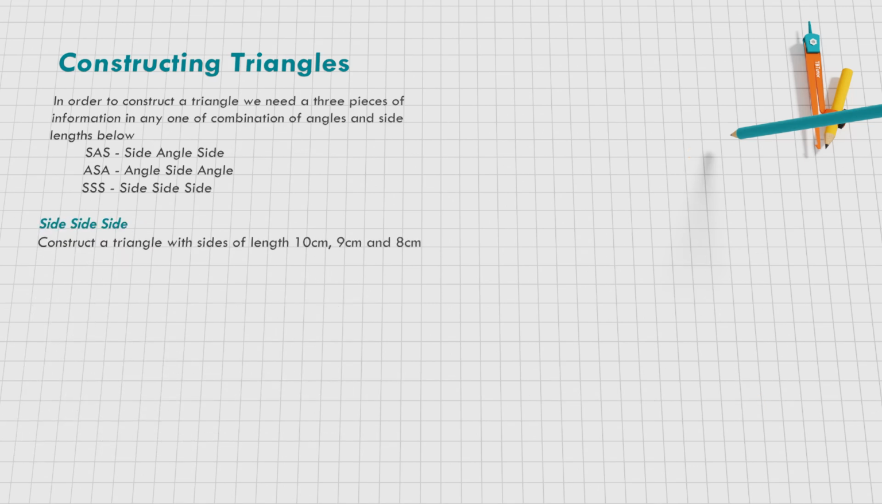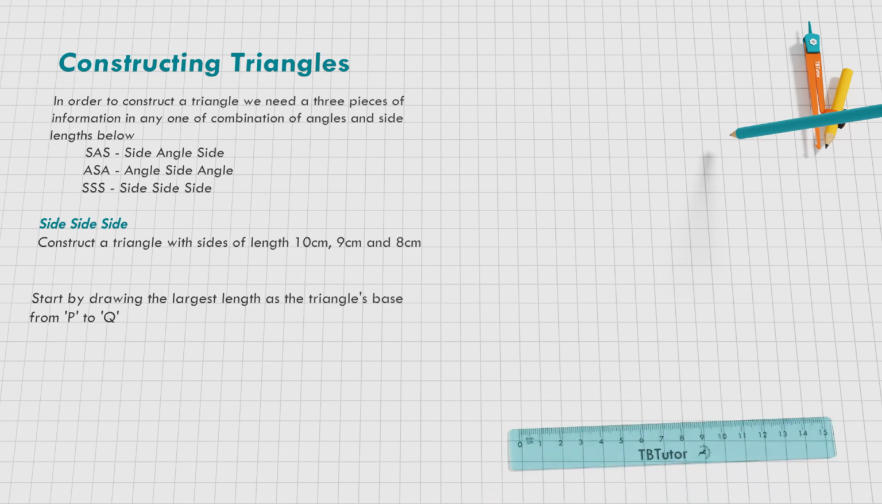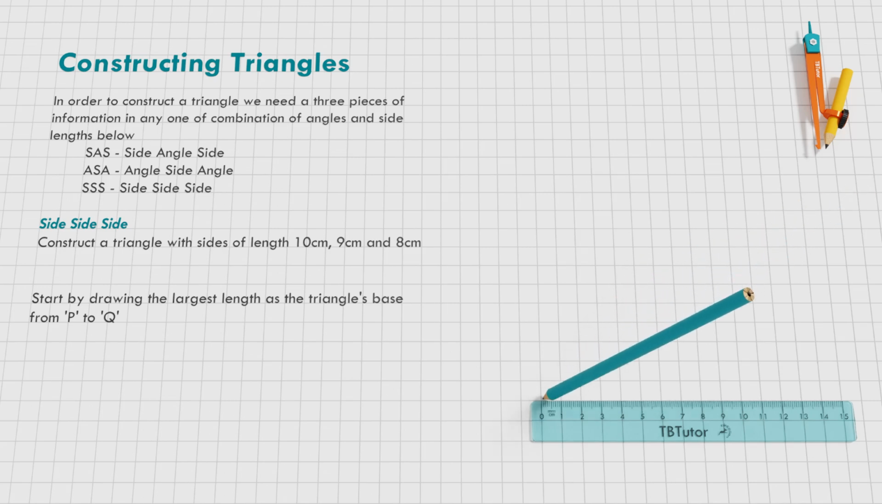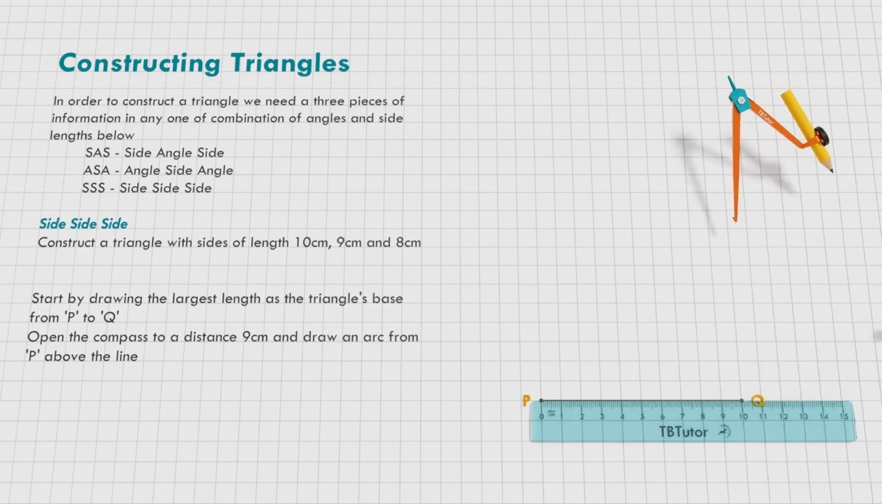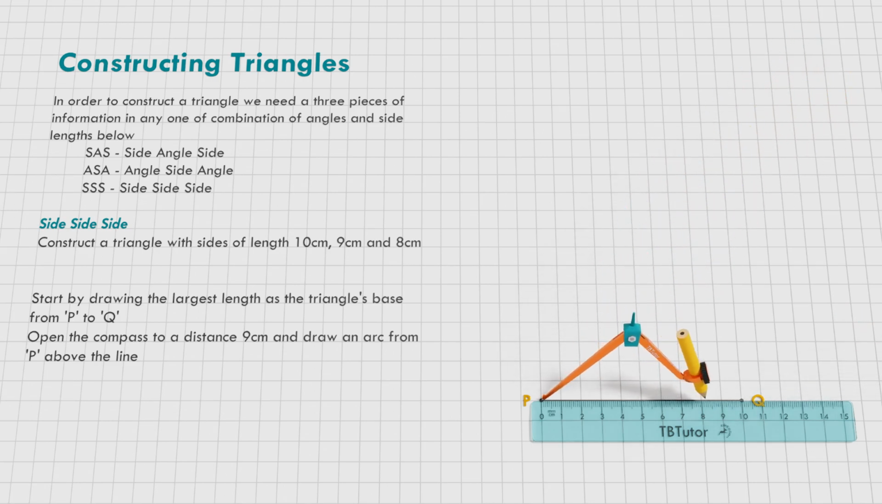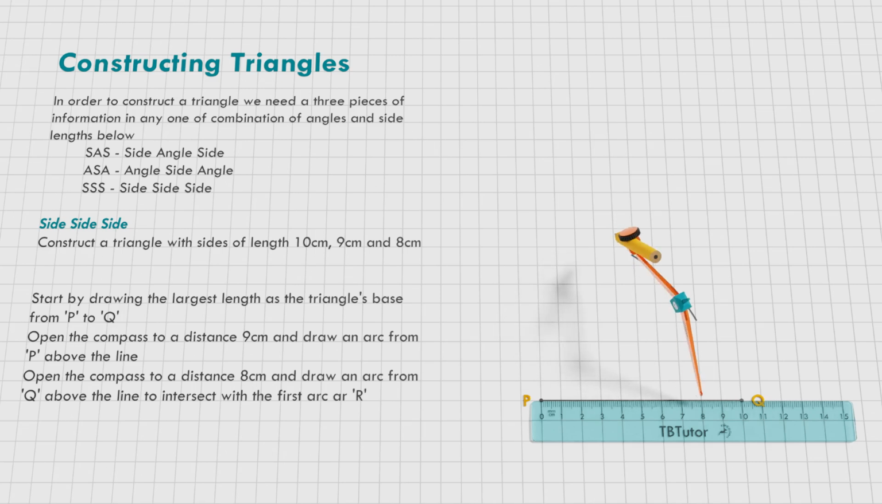Construct a triangle with sides of length 10 cm, 9 cm and 8 cm. Start by drawing the largest length as the triangle's base from P to Q. Open the compass to a distance of 9 cm and draw an arc from P above the line. Open the compass to a distance of 8 cm and draw an arc from Q above the line to intersect with the first arc at R.